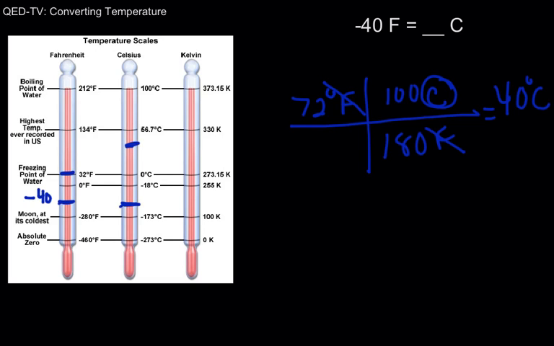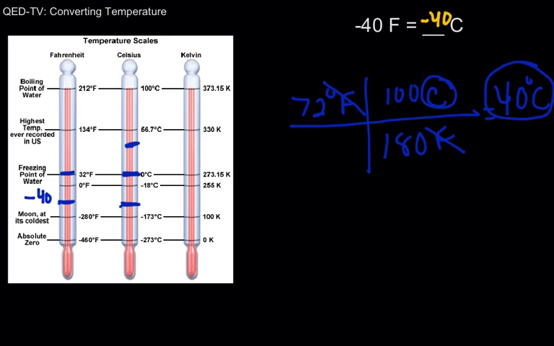Remember, 72 degrees Fahrenheit was 72 degrees Fahrenheit below freezing on the Fahrenheit scale. So now I have 40 degrees Celsius below freezing on the Celsius scale. So what is freezing on the Celsius scale? Well, it happens to be 0. So what's 40 degrees below 0? It would be negative 40.